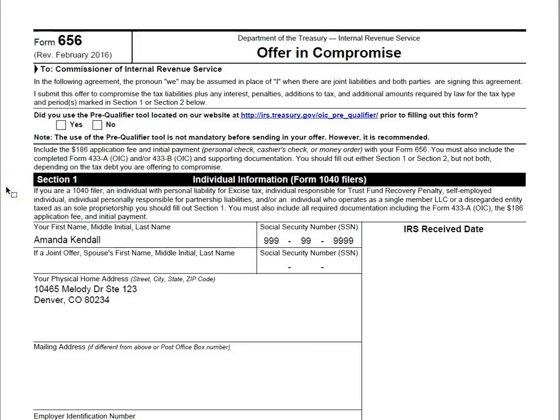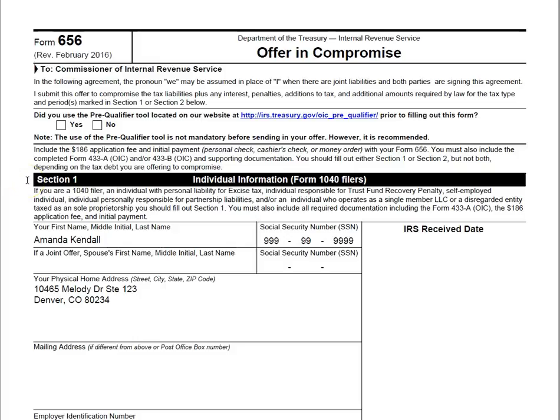If you have any questions on what supporting documentation is needed, it is explained towards the end of this application and on the 433A OIC. However, you can always call my office at 720-319-8954 if you have any questions on how to fill this out or you need some help with it.